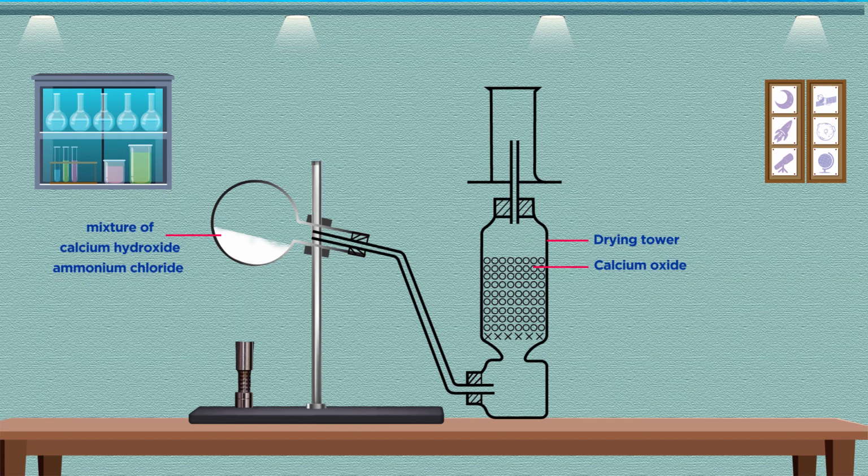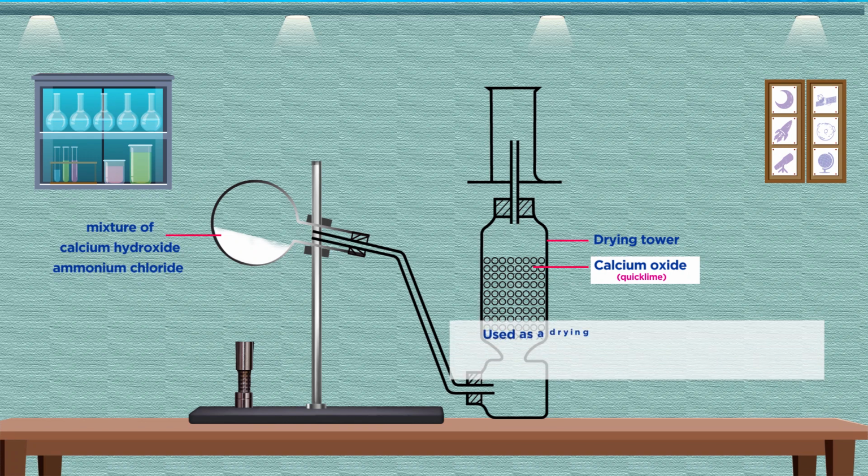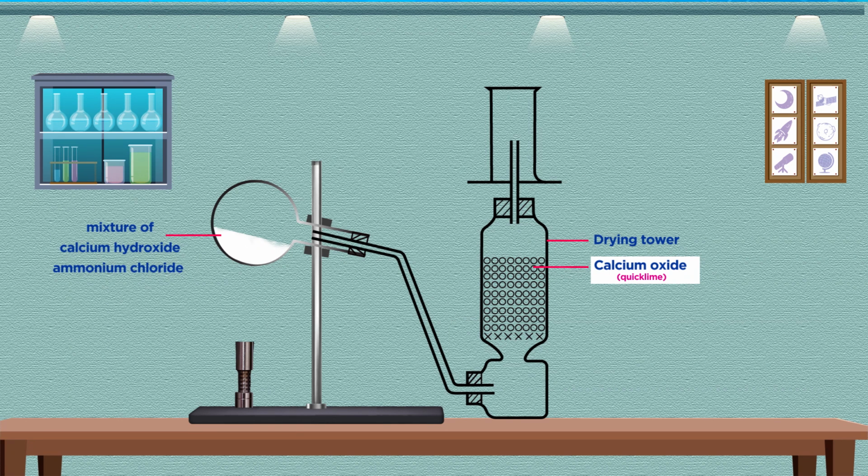We also used calcium oxide, that is quicklime, in this setup. The reason why we're using it is to dry the gas. It acts as a drying agent. Why? This is because ammonia reacts with the other common drying agents. We're going to look at those reactions later. So the next thing to do, we heat the mixture gently and collect ammonia gas.